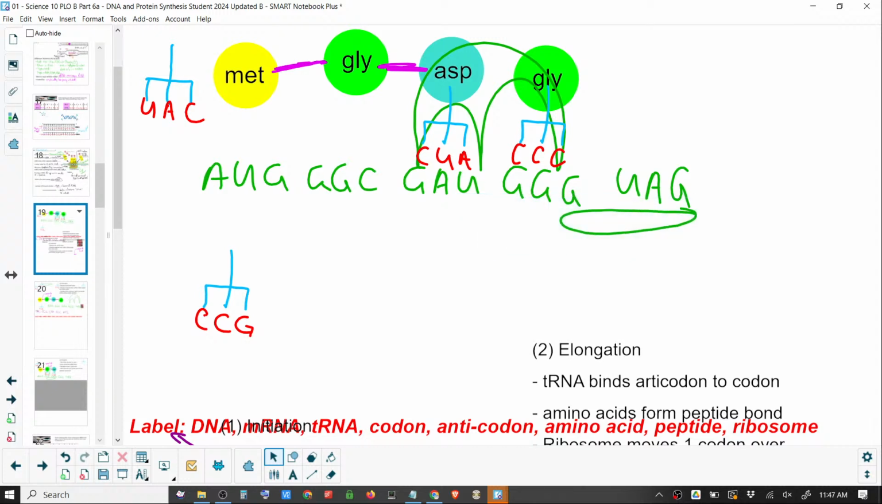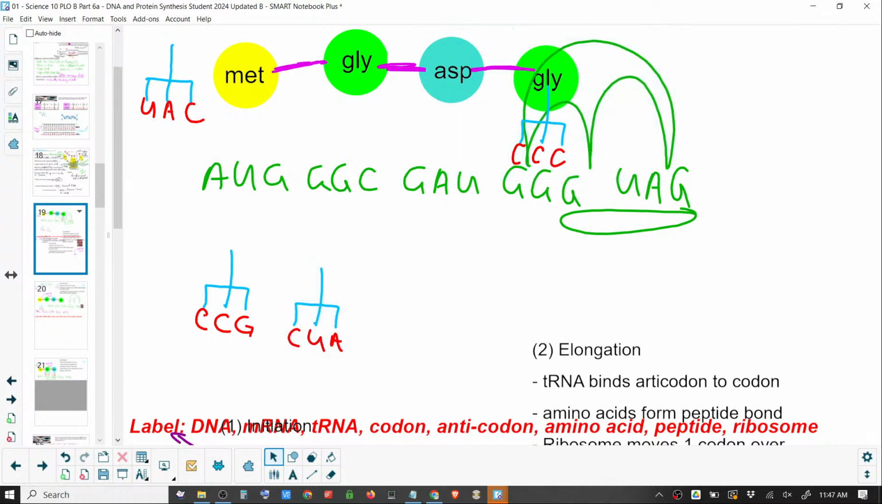Moves over. Oh, what did I forget? Peptide bond formed, and float away. And then this has to float away, and then this has to move over. Chunk. What is the anticodon for UAG? AUC. Now look up what amino acid will be carried by UAG.